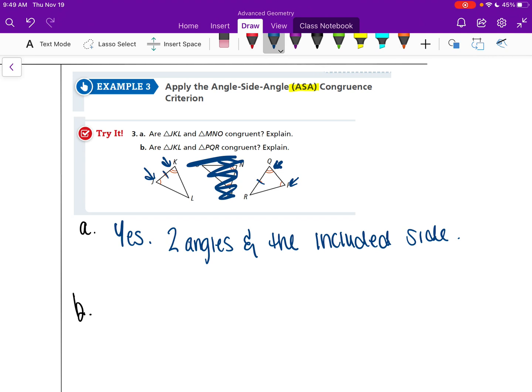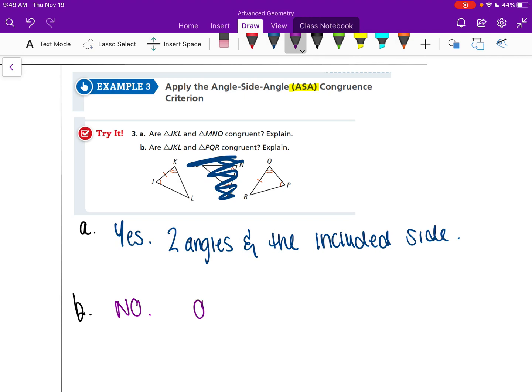Is that enough information to know that these 2 triangles are both congruent? No, it's not enough. Because we need to know the same thing about both of the triangles, and right now we don't know the exact same thing about both of them. We cannot be sure that they're congruent. So we would say no, that we don't know if they're congruent. We can't say for sure.